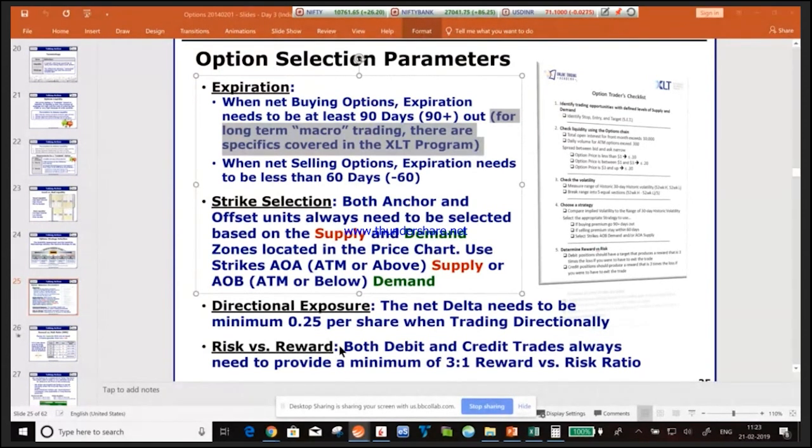Yes, you are right. Correct. Intrinsic value in case of buying and out of the money in case of selling. Why is it called net buying and net selling? When you do spread strategies, that is multiple option units, then you have to look at the net value, not individual options.